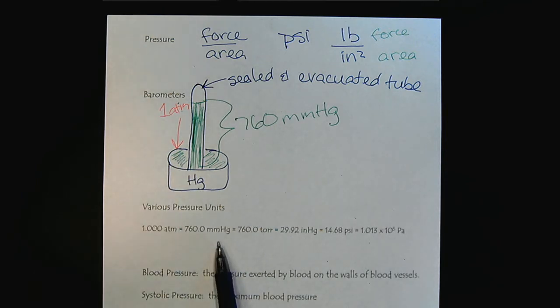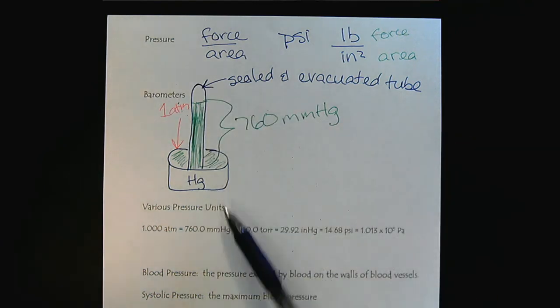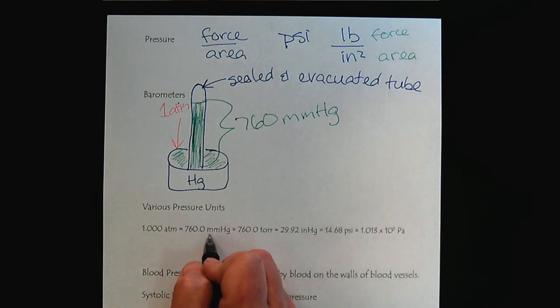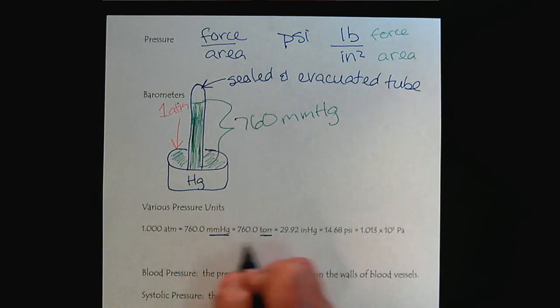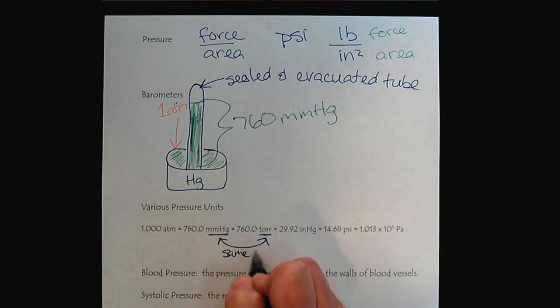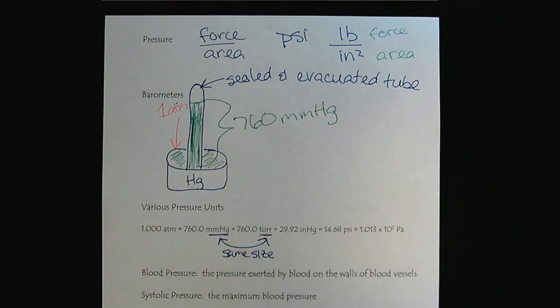When the barometers were first used, we didn't have the metric system yet. So at that time, several hundred years ago, they used the unit torr. So we can see that millimeters of mercury and torr are the same size unit, so they can be interchanged.